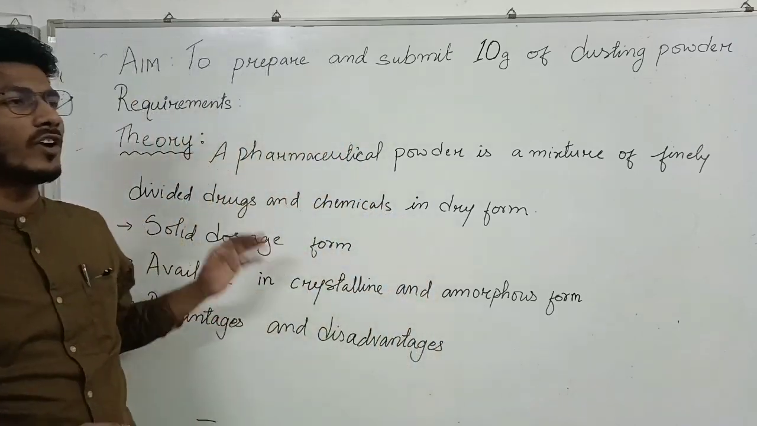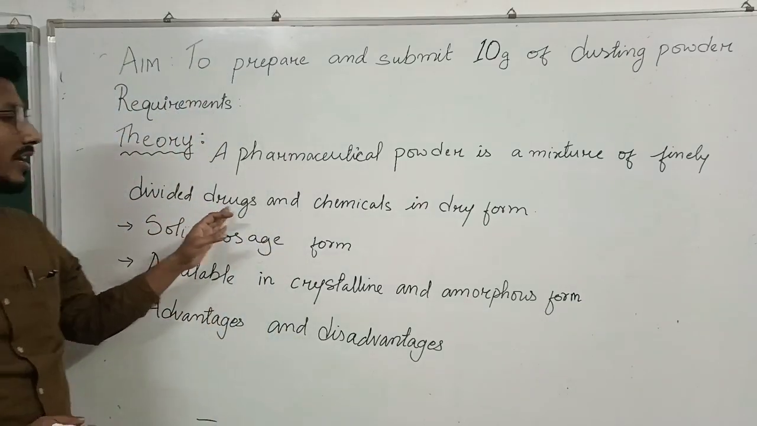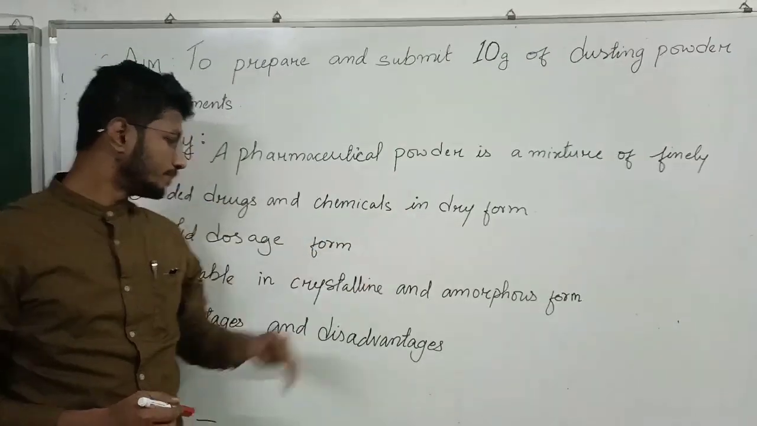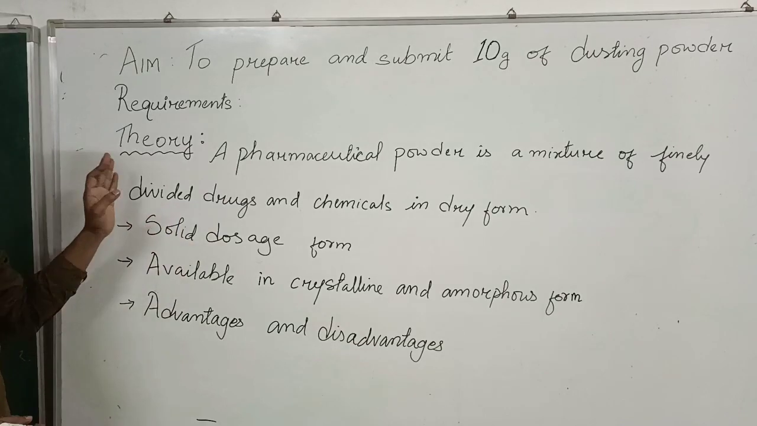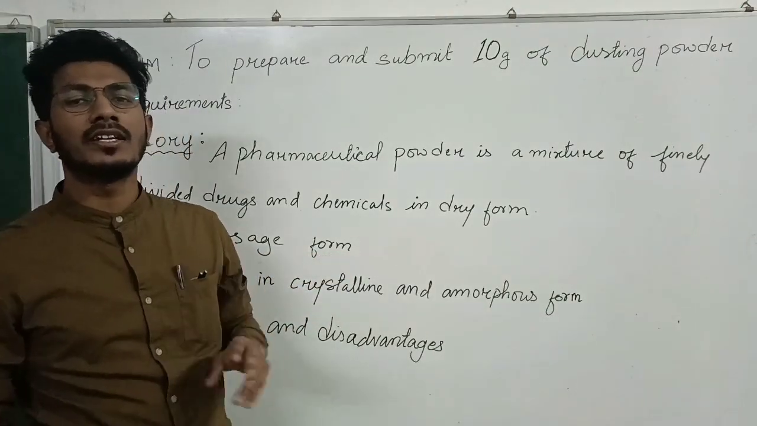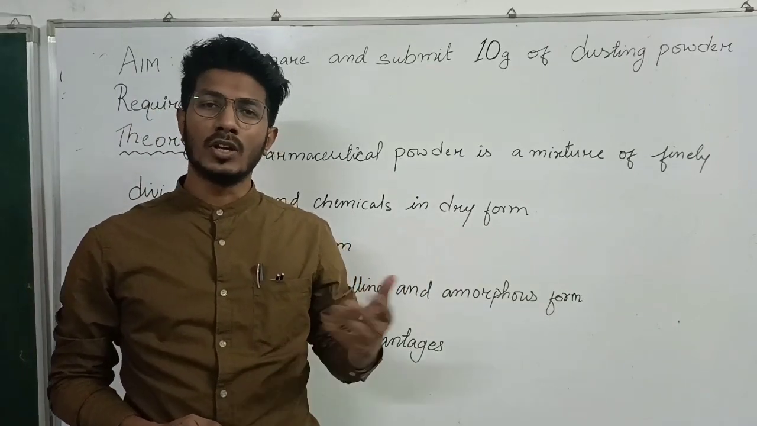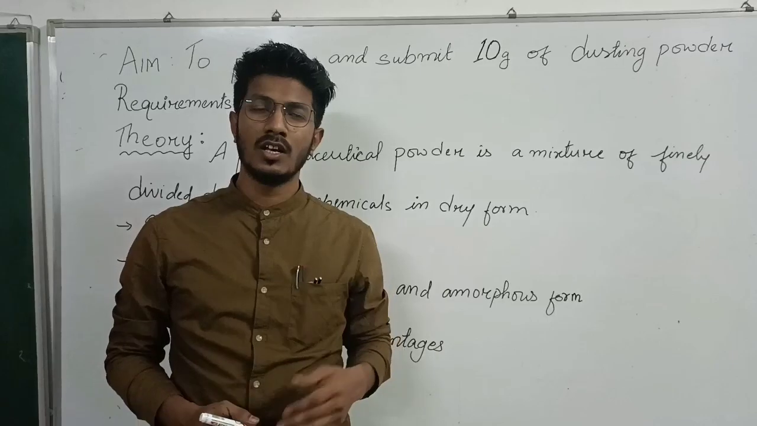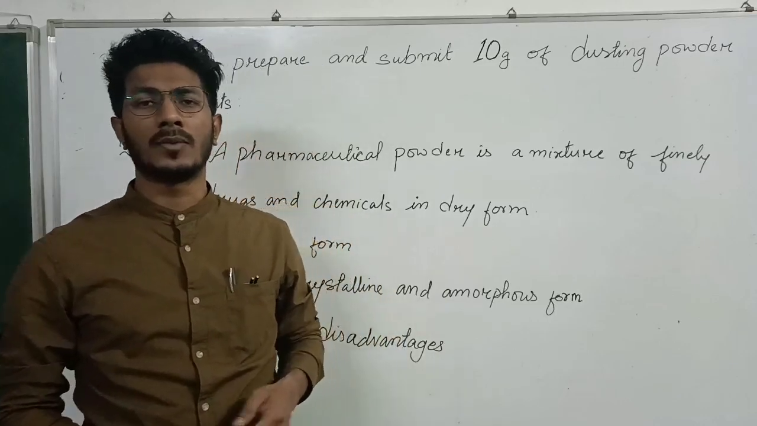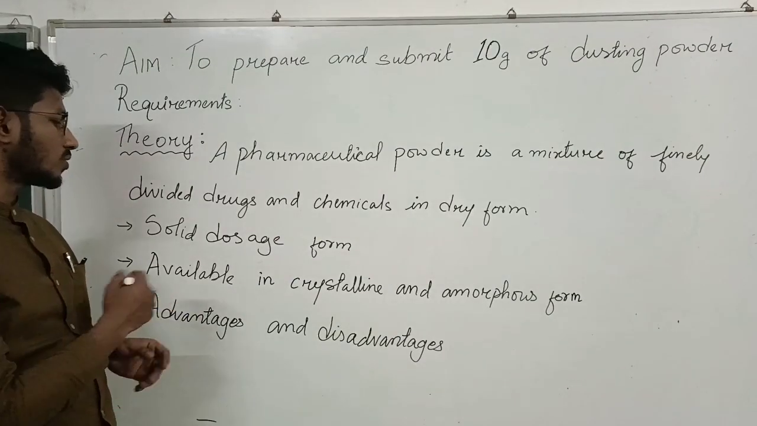So a powder or a pharmaceutical powder is a mixture of finely divided drugs and chemicals in dry form. A pharmaceutical powder is a solid dosage form. Solid dosage form का मतलब है the ingredients are in solid state, which is different from your liquid dosage form, जैसे आपका cough syrup हो गया. Other solid dosage forms like tablets and capsules are there. So this is in solid state, so they are called solid dosage form.